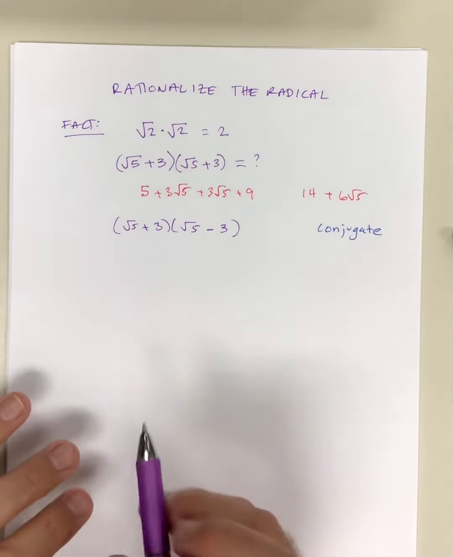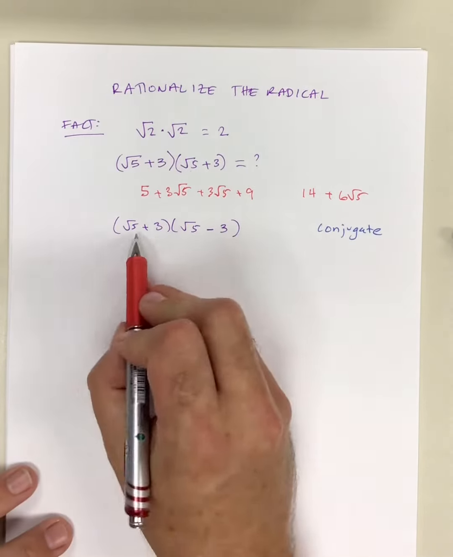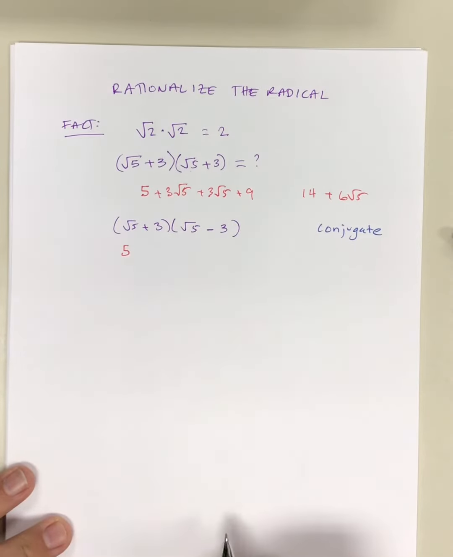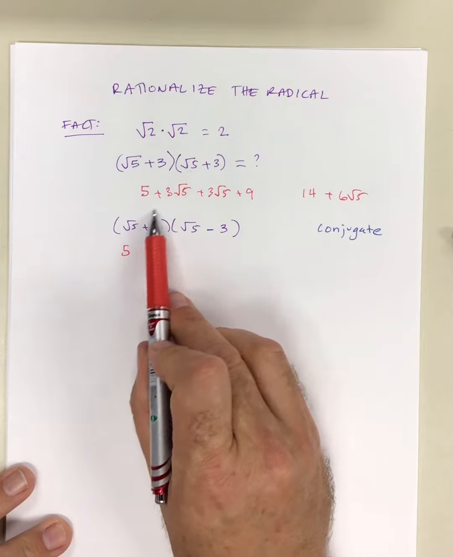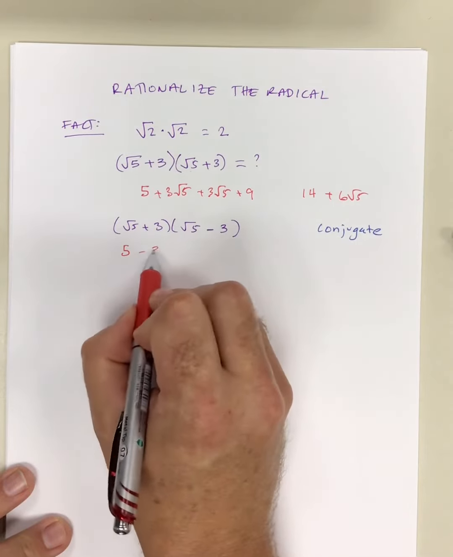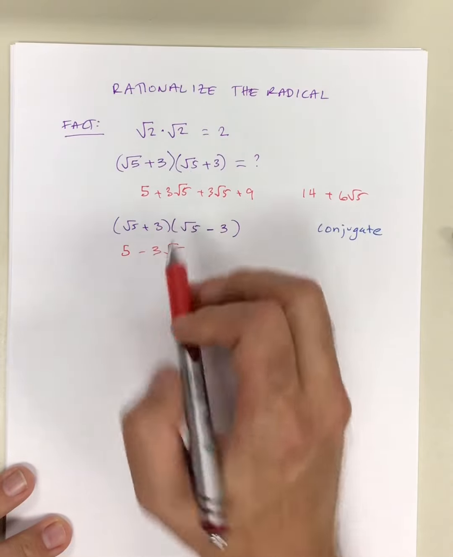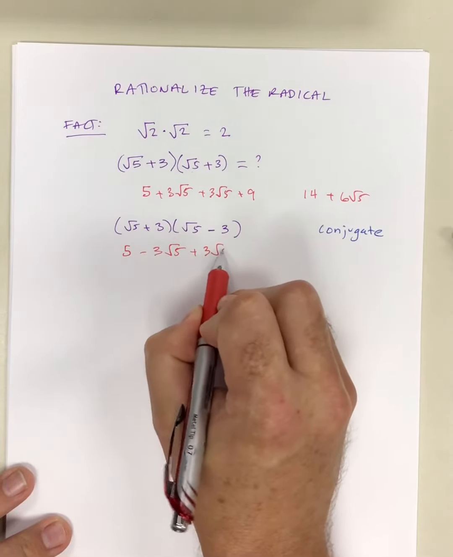And here's what we're going to see. When we work it out, we'll still have the same products. Radical 5 times radical 5. But check out this difference. Radical 5 times negative 3 gives us minus 3 root 5. On the inside, 3 times radical 5 gives us plus 3 root 5.